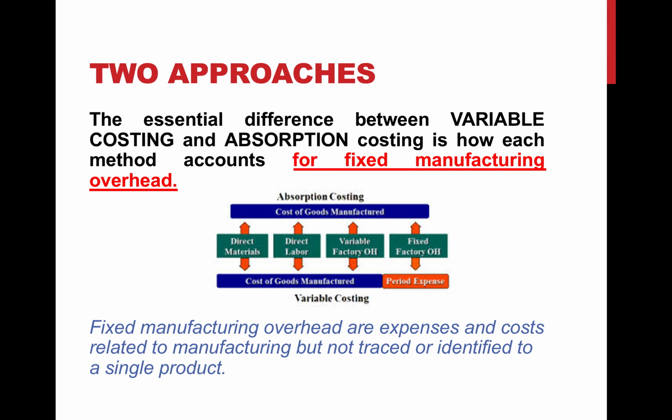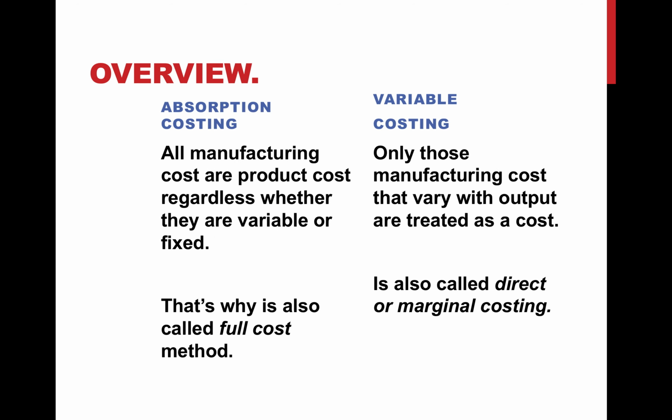A variable manufacturing overhead could be maybe electric energy, right? If you are producing more, you're going to pay more energy, but you cannot identify or trace the total cost of energy of one product that you have created or manufactured in one period, okay? That's the difference. Let's take an overview.